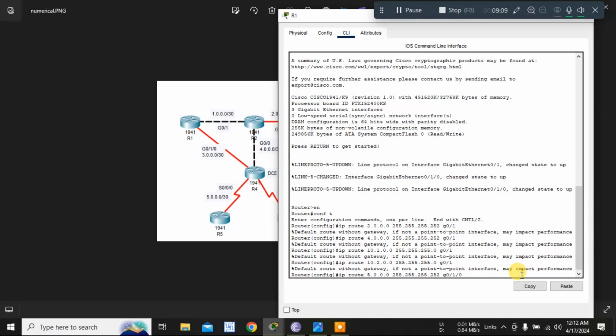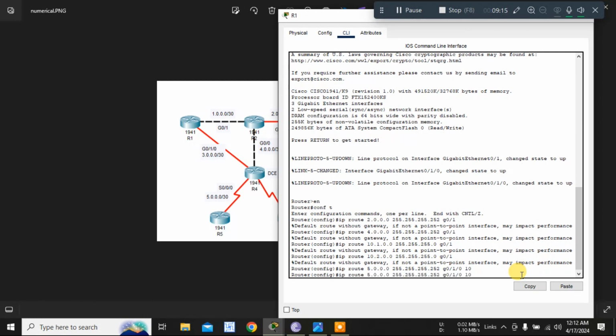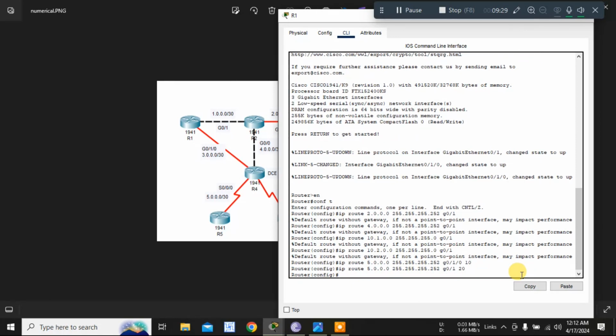So let me provide this route with administrative distance value 10. Then again I will provide the same route with gigabit Ethernet 0/1 with the administrative distance value as 20. So now this route will be preferred most.